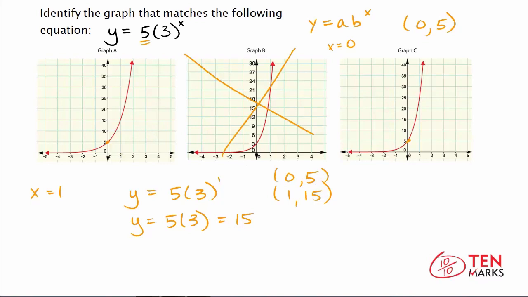So let's look at graph A. When x equals 1, y equals 15, and that's this point right there. So now we've identified the correct graph, and I'm just going to make sure, let's go over here in graph C, when x equals 1, y equals 25. So this graph includes the point 1, 25. So now we know for sure this one is also incorrect. So graph A matches the equation y equals 5 times 3 to the power of x.